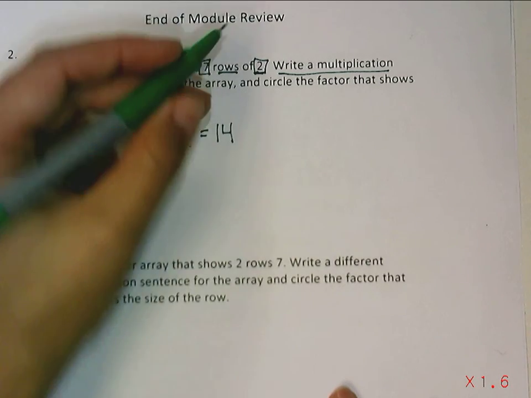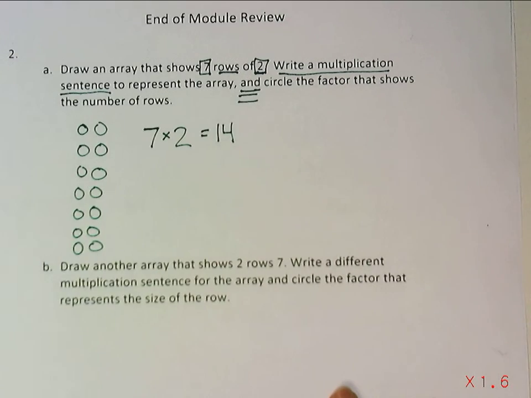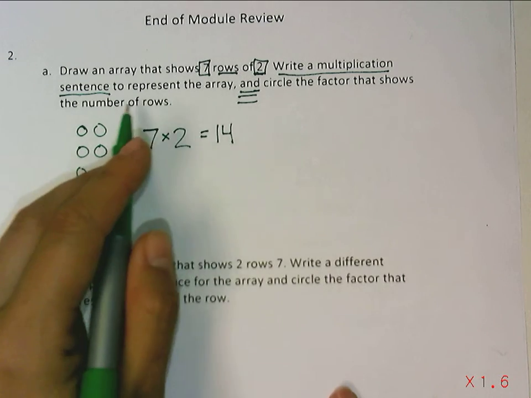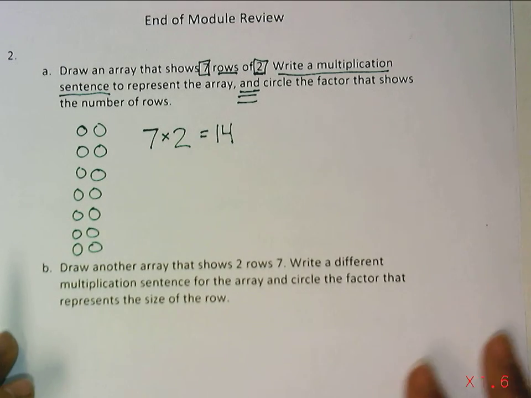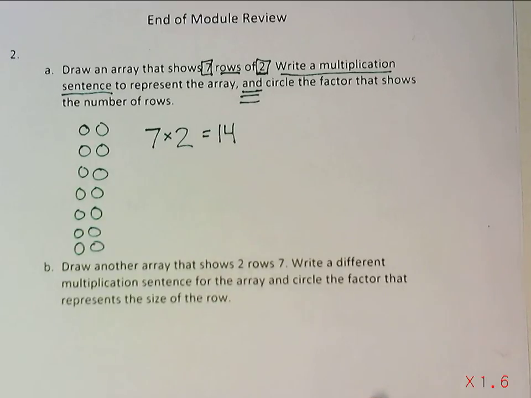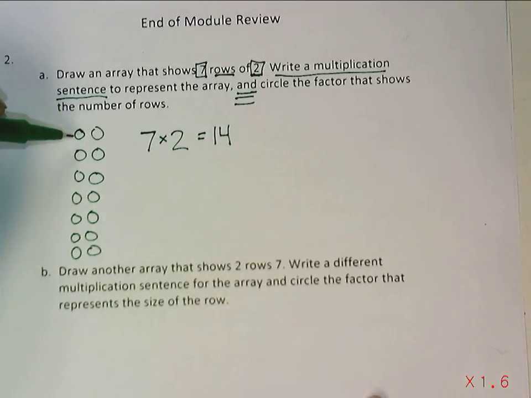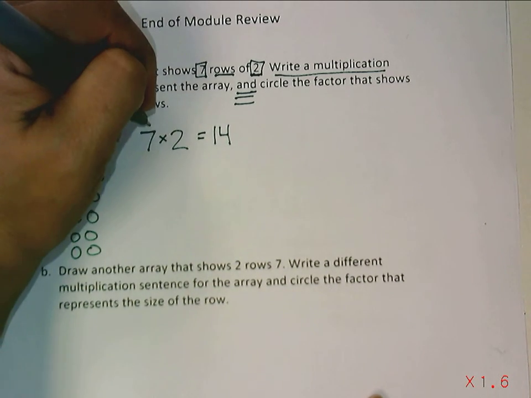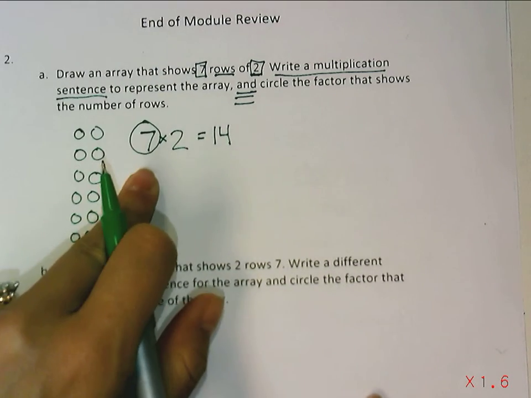Part 2 says, and circle the factor that shows the number of rows. Well, does 7 or 2 show us how many rows we have? Let's look. We have 1, 2, 3, 4, 5, 6, 7. So we know that 7 is showing us how many rows we have.